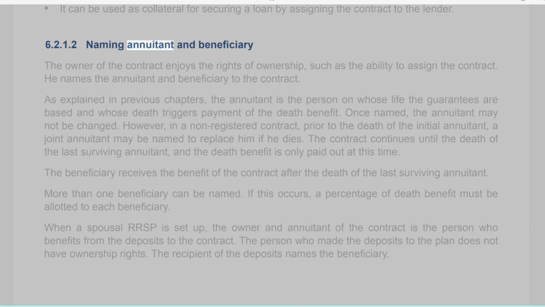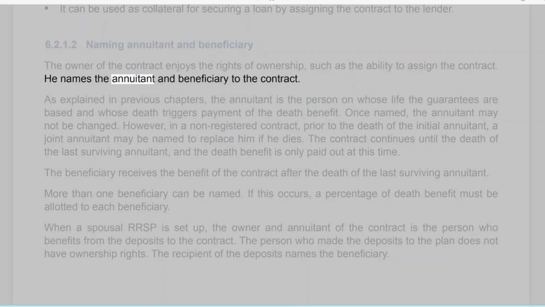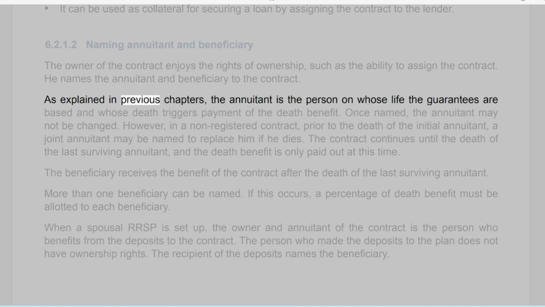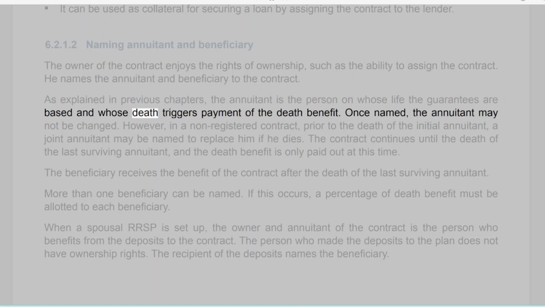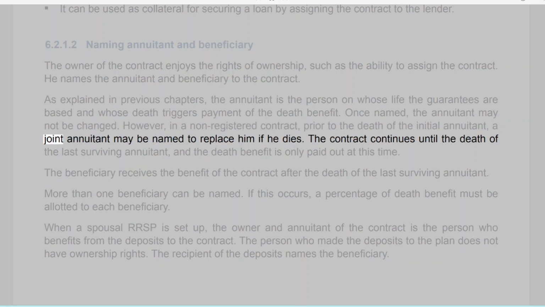6.2.1.2 Naming annuitant and beneficiary. The owner of the contract enjoys the rights of ownership, such as the ability to assign the contract. He names the annuitant and beneficiary to the contract. As explained in previous chapters, the annuitant is the person on whose life the guarantees are based and whose death triggers payment of the death benefit. Once named, the annuitant may not be changed. However, in a non-registered contract, prior to the death of the initial annuitant, a joint annuitant may be named to replace him if he dies.